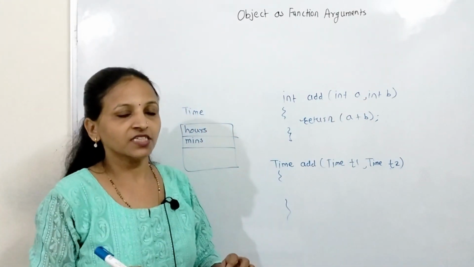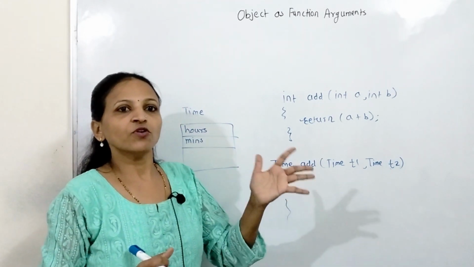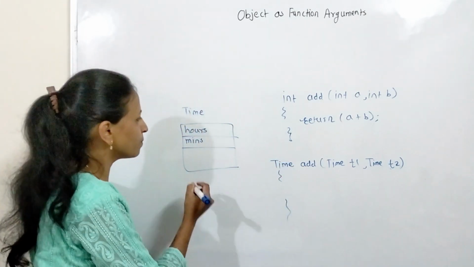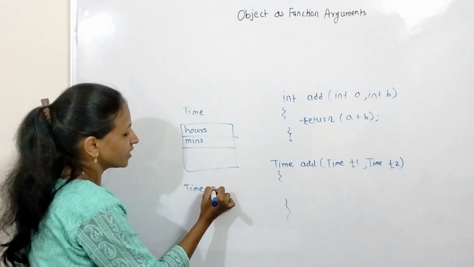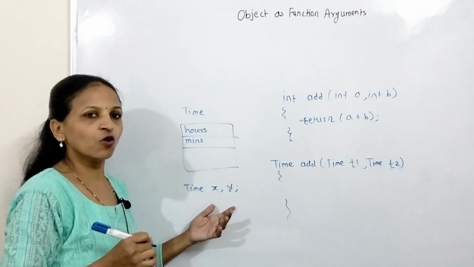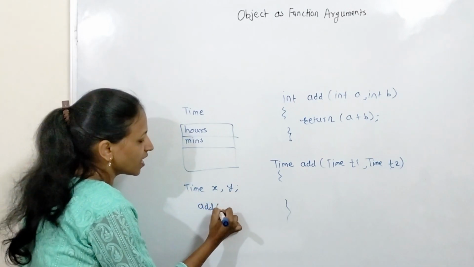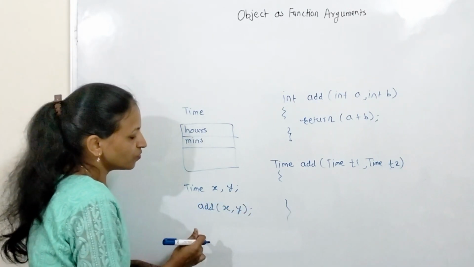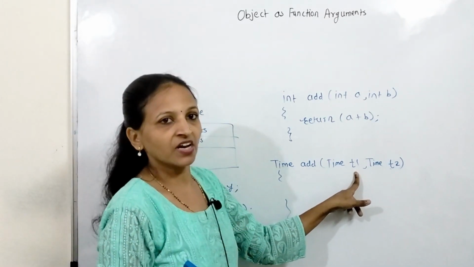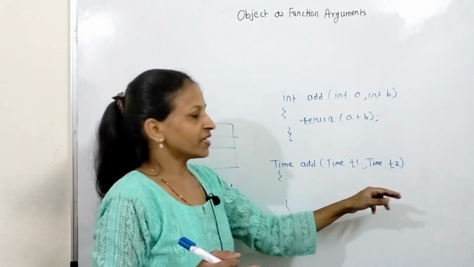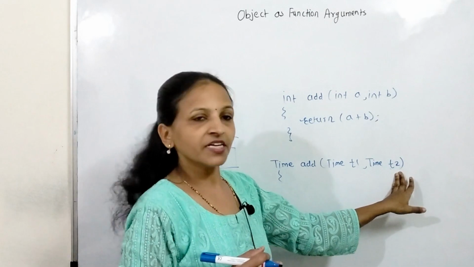See, we have already seen there are basically two types of function calling methods, call by value and call by reference. Suppose inside main we have created time x, y. X and y are two objects of this time class, and I am just calling this add method like this, add x comma y. Now x is nothing but an object, its copy will be created inside t1, and y, its copy will be created inside t2. Means values will get copied into t1 and t2.